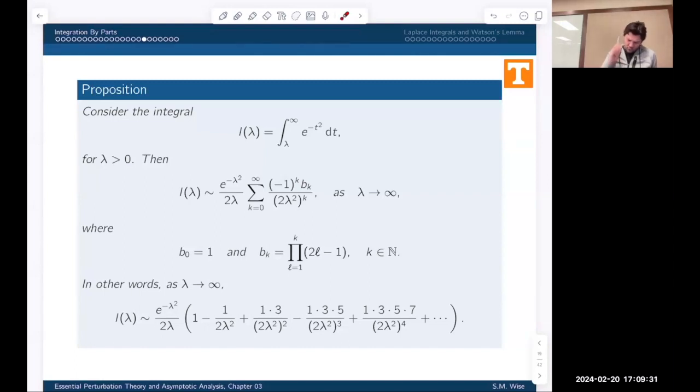Okay, so here's the integral that we have to start with. Remember, it's the integral that, if we can estimate this as lambda gets large, gives us our approximation for the error function, the erf, as lambda gets large. So we can show that this guy has this asymptotic series expansion.